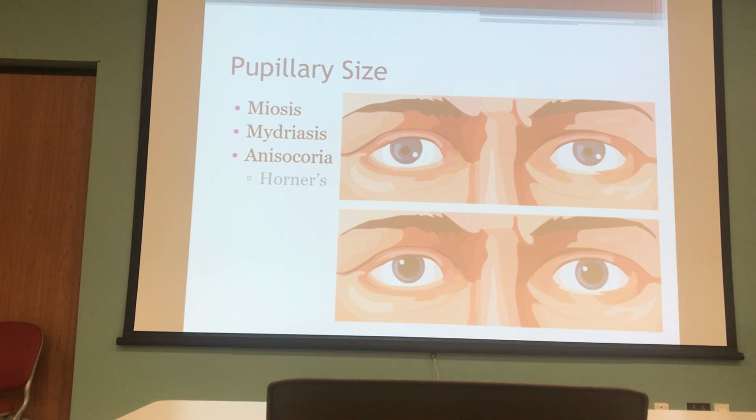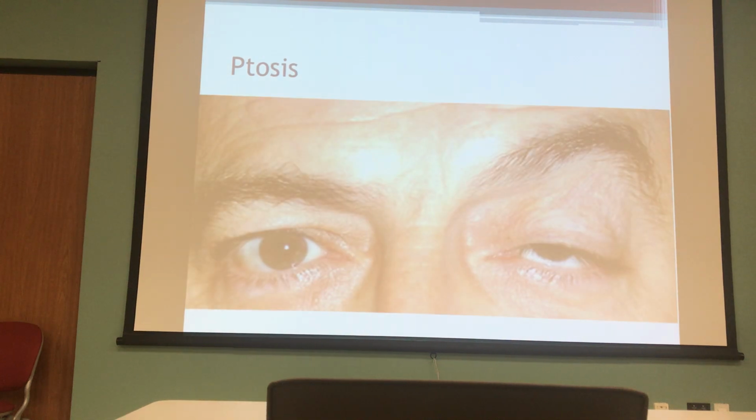Okay, anisocoria. Anisocoria can actually be a normal or benign finding. It just means one pupil is smaller than the other. Okay, it can be a normal variant, or it can be associated with Horner syndrome. Horner syndrome is basically a dysfunction of the sympathetic innervation of the eye. So you usually have one pupil that's actually larger than the other, and that's what the anisocoria is.